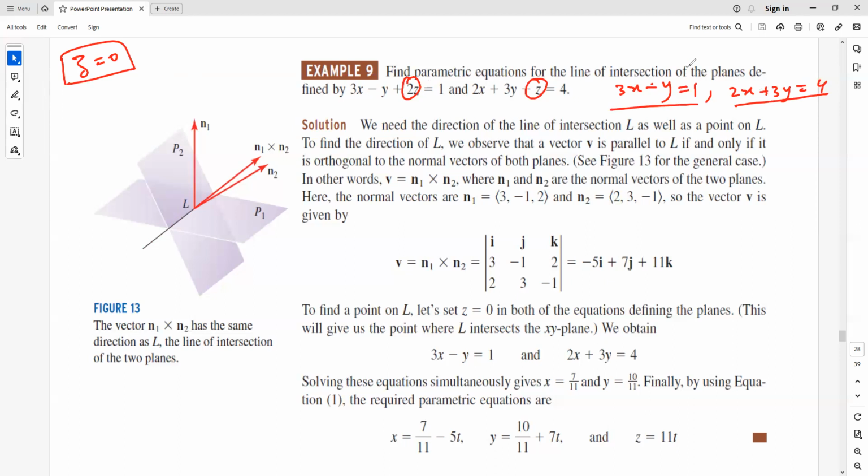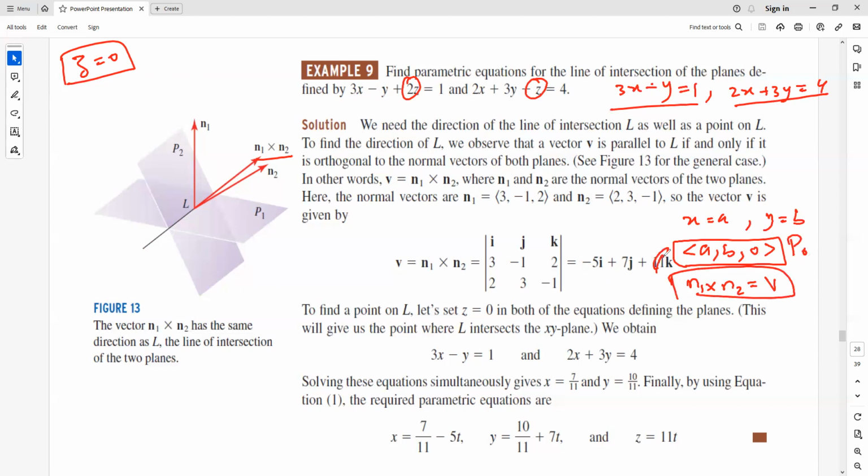Now we have two equations with two unknowns, so we can find the x, y coordinates, and z is 0. Let's say x is a and y is b, so we'll get this point on the line, right? This will be a point on the line. And now we have the vector that is parallel to the line, that is the cross product of two normal vectors. Okay, this is v, and this is our point p naught.